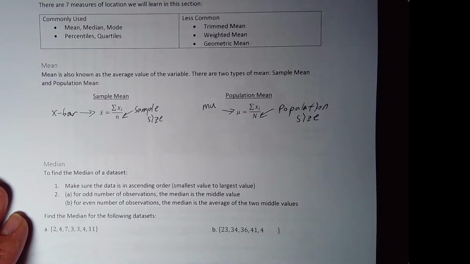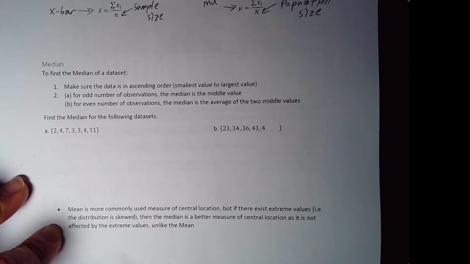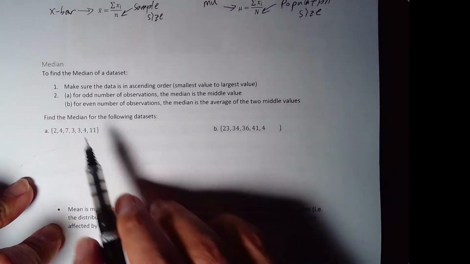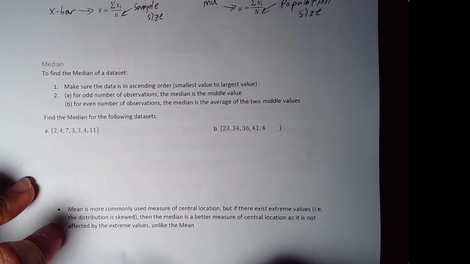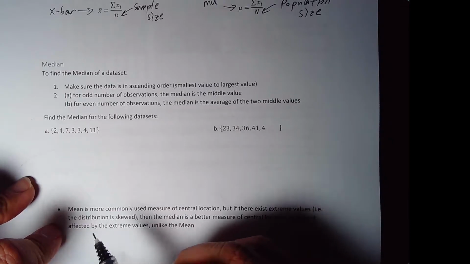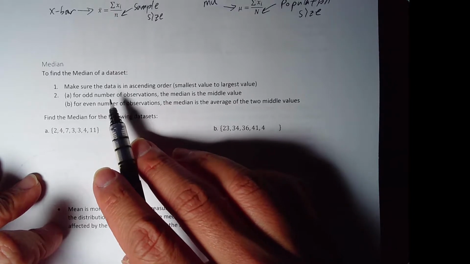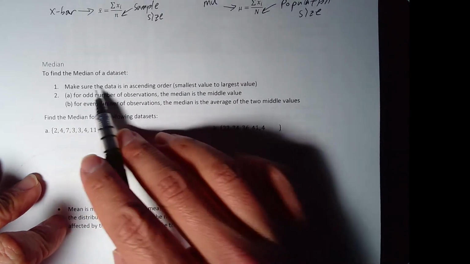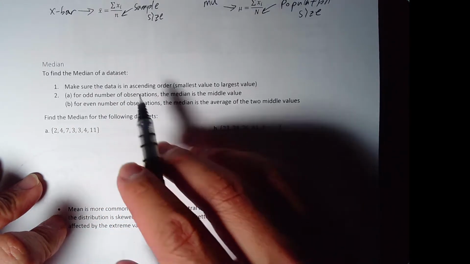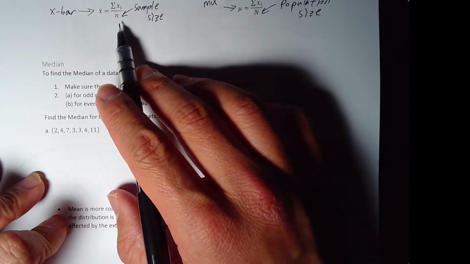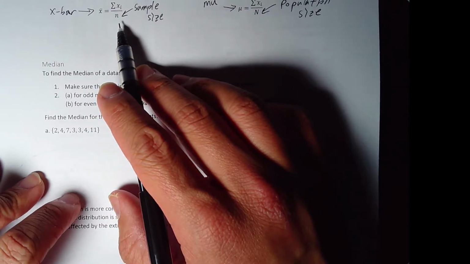Population size. Okay. Next, median. Median basically means the middle value of your data set. Now, median is actually a little bit more difficult to calculate because the data must be in ascending order first. With mean, the data does not need to be in ascending order.